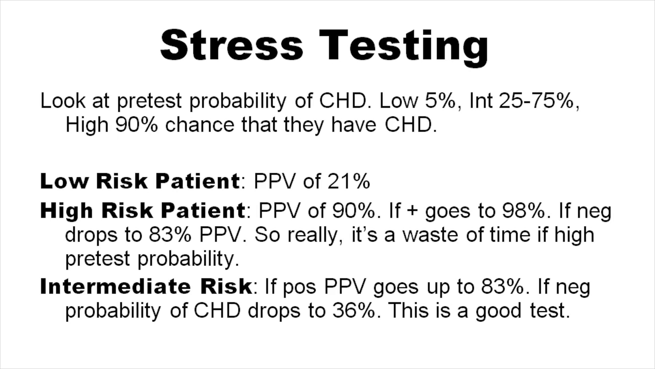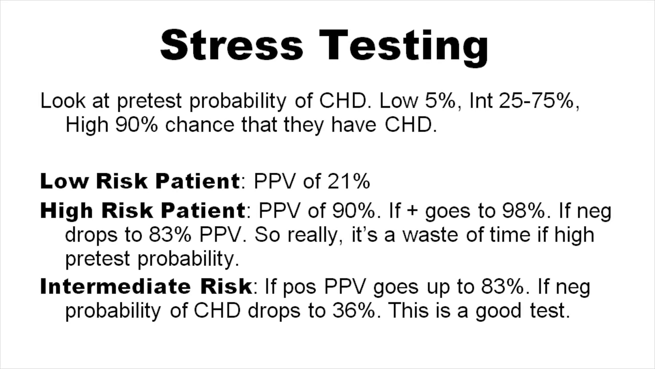If you take a high-risk patient, you put them on a treadmill, this guy who's already had stents and heart attacks, his pretest probability of having coronary artery disease is 90%. A positive predictive value with the test done goes up to 98%, which is pretty good. If you go from 90% up to 98%, that's pretty good. If the test is negative, it drops to 83%. So it doesn't really help us.